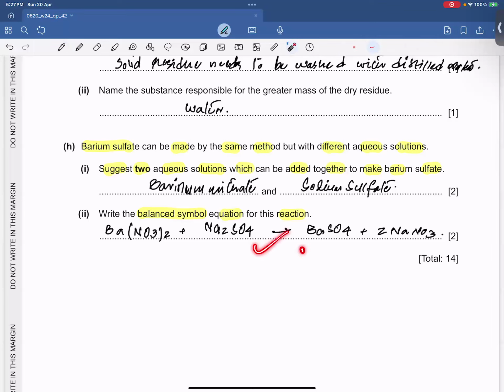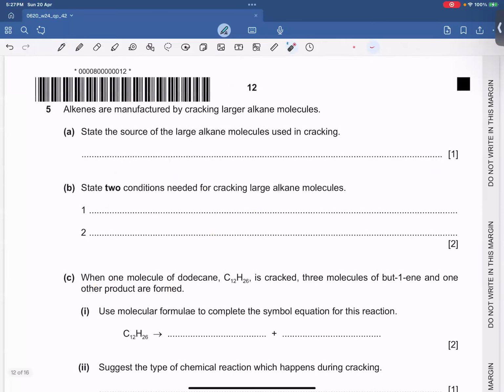And guys, we did this equation in class also. That's the end of this question. Let's move on to the next one. Question 5.